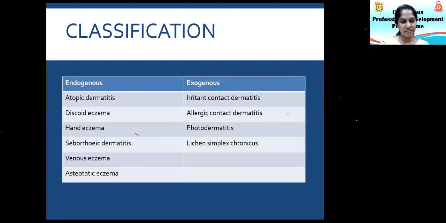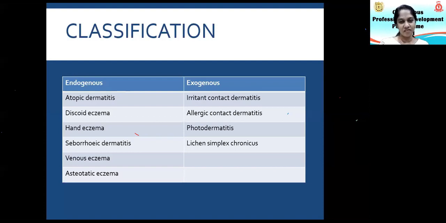Then you have the hand eczema. Seborrheic dermatitis is one which is commonly associated with what we know as dandruff. And then the venous eczema associated with venous disease, and then the asteatotic eczema, usually seen in people with extremely dry skin and the elderly.